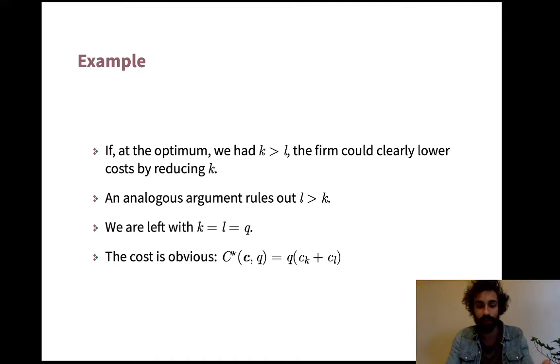It's Q times (CK plus CL), right? For each unit Q that you're producing, you're hiring 1 unit of labor and 1 unit of capital, which means the cost of that unit Q is going to be CK plus CL for 1 unit of each thing, which means that to produce Q units, you're spending Q times (CK plus CL).